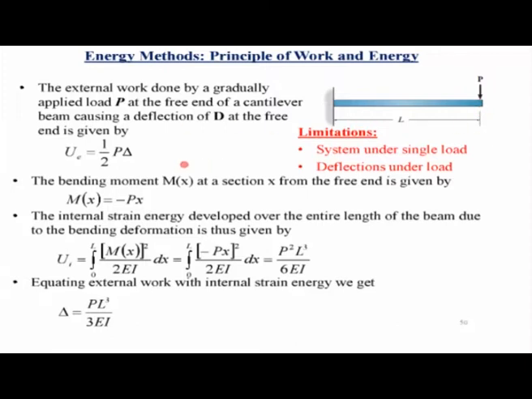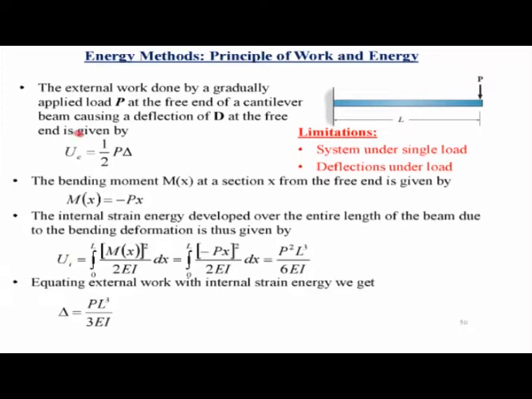If you want to find the bending moment at any distance x from the free end, in this case the bending moment is given by minus P into x. To calculate the strain energy, we use the formula we saw in the previous slide: the integral from 0 to L of Mx squared by 2EI dx. Here Mx is minus Px, so you put that in and integrate it. If you do the integration, you will get P squared L cubed by 6EI.